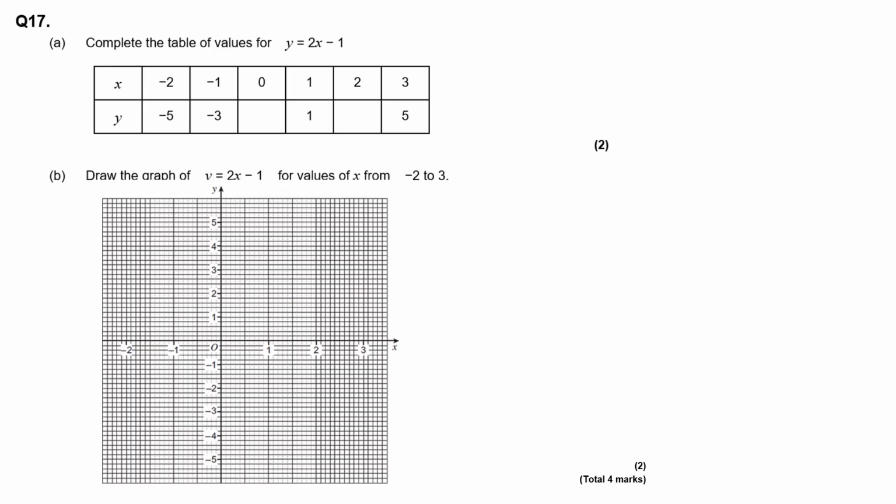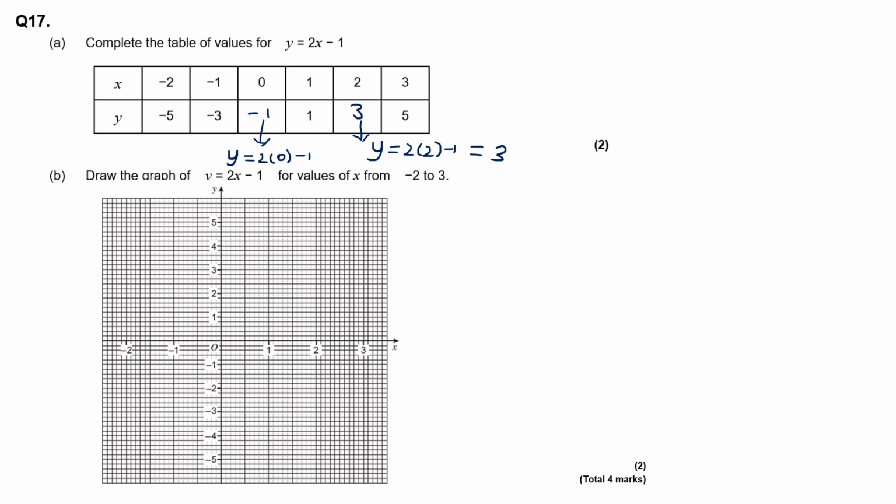Question 17, complete the table of values for y equals 2x minus 1. So if I substitute 0 into this, it becomes y is equal to 2 times 0 take away 1. So that is negative 1 then. And here, y is equal to 2 times 2 take away 1. 2 times 2 is 4, take away 1 is 3.